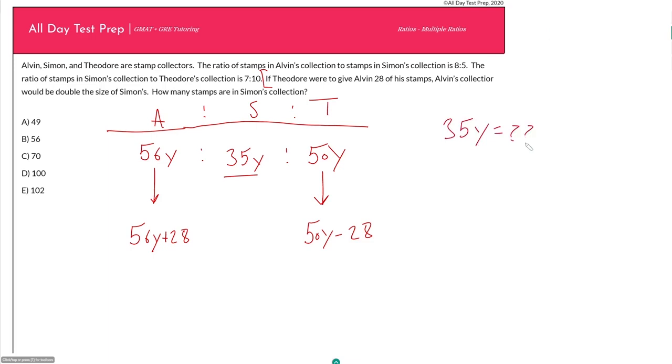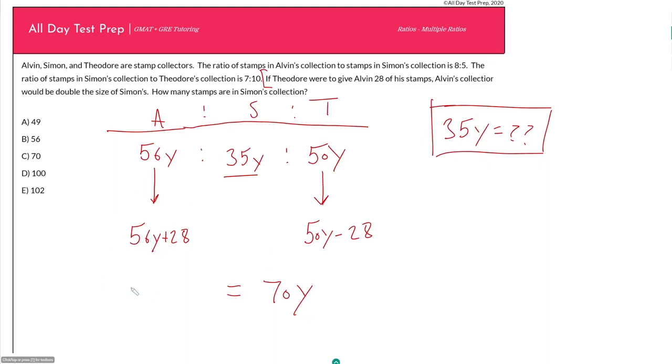We are looking for 35y. We're going to solve for y. That is not our answer. We're looking for 35y. So what do they say? After this change occurs, Alvin's collection is double Simon's. So double Simon's, he had 35y before, he should have 70y, would be double that. So what is equal to double Simon's collection? It is Alvin after the change, right? So Alvin after the change is equal to double Simon's collection, or 70y.